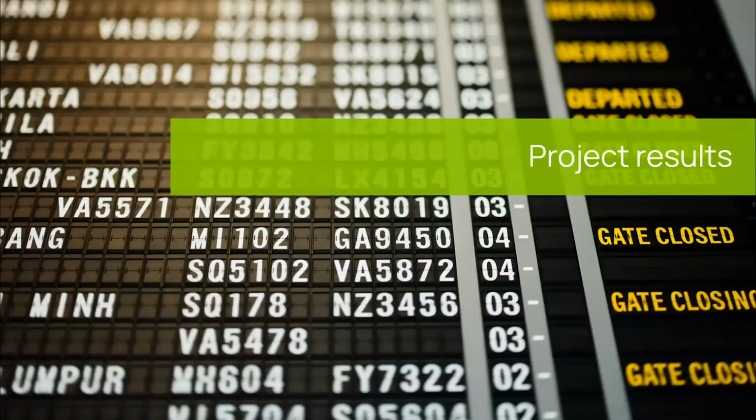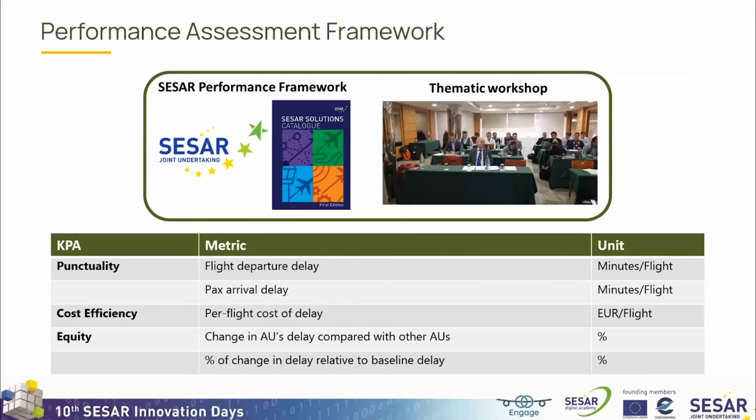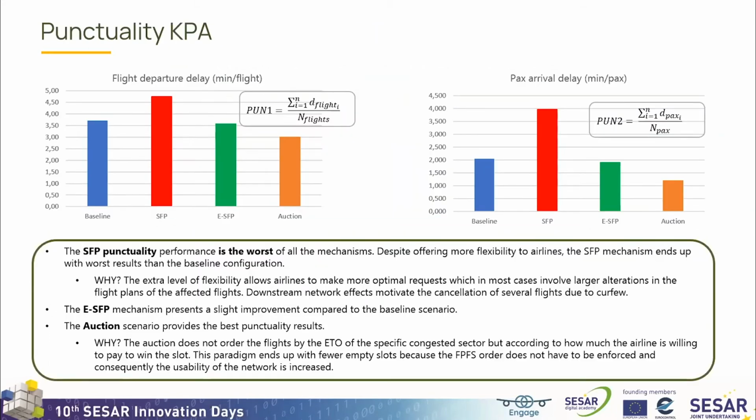Finally, we arrived to the project results. First of all, the performance assessment framework that we have generated includes the KPIs of punctuality, cost efficiency, and equity. Now we will show all the results by each one of these KPIs. First, the punctuality KPI shows the flight departure delay and the PAX arrival delay for each of the 4 scenarios tested. So we have the baseline, the selective flight protection, the extended selective flight protection and the auction. From these figures, we can derive some conclusions.